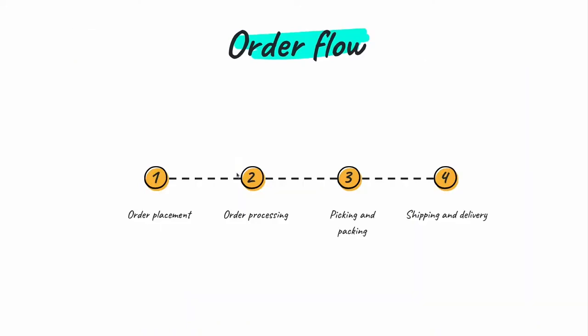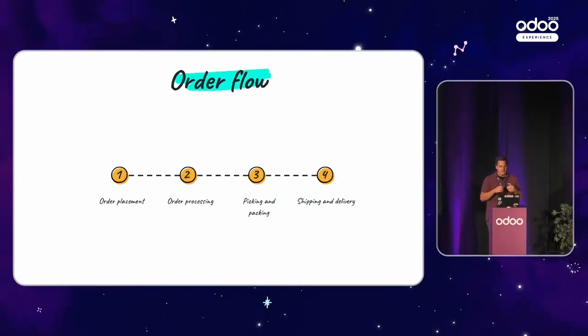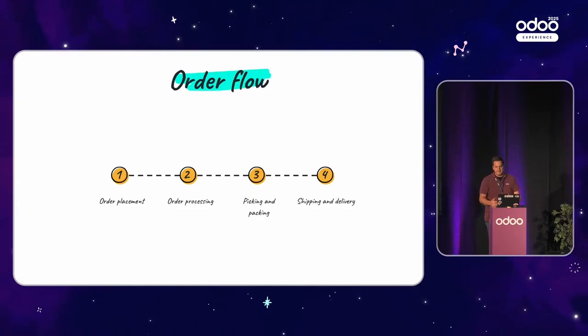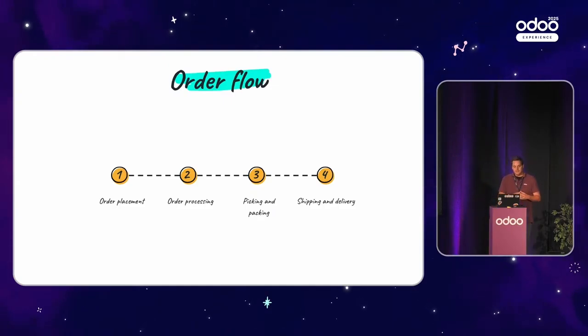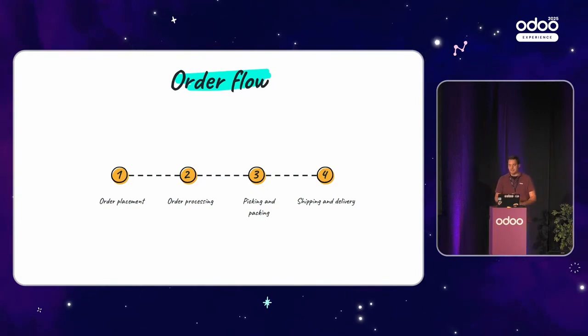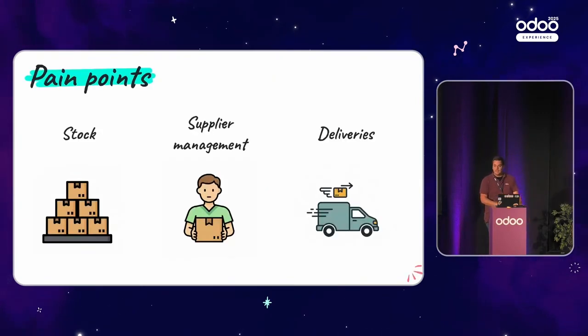We place an order, then we process it. Okay, I know that someone purchased from my website, and then I need to pick and pack it. So I'm going to take it into the shelf, and I'm going to pack it. In this case, I'm also going to personalize it, and then I'm going to ship and deliver it to my client. But I have different pain points.